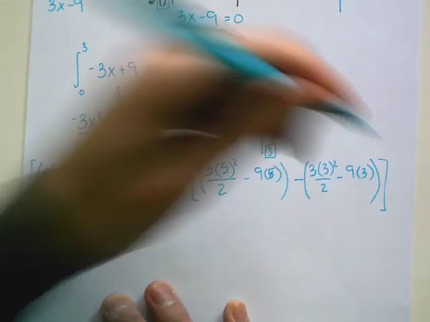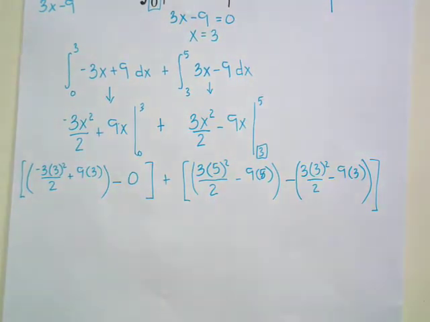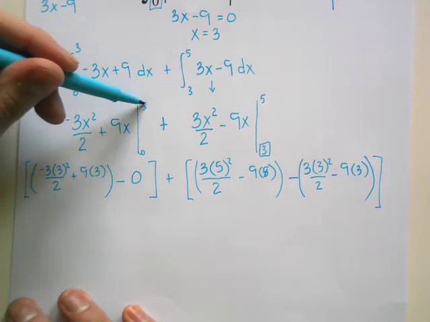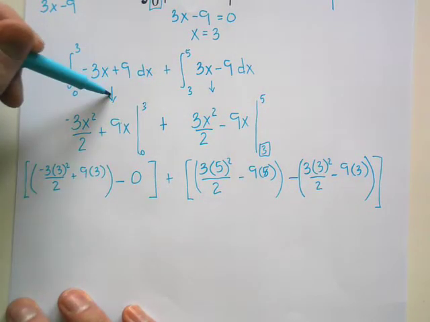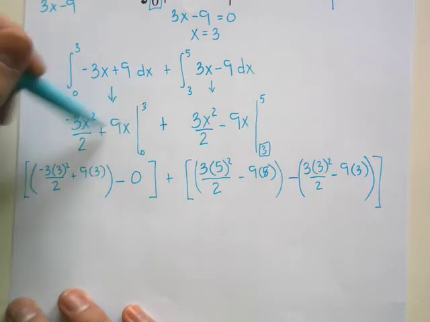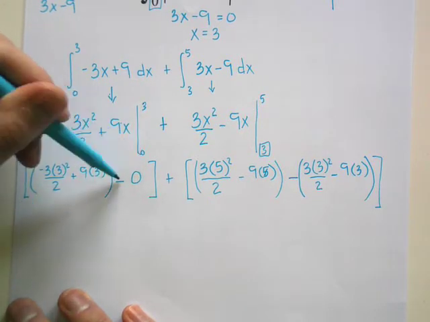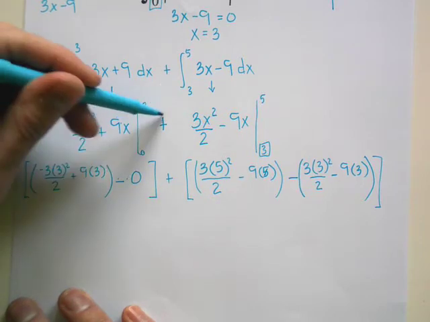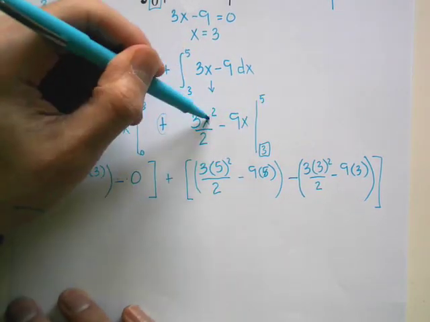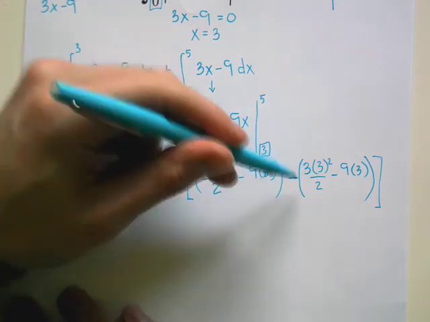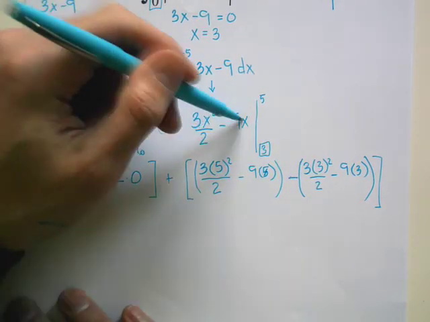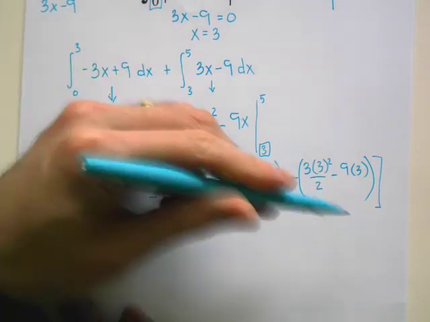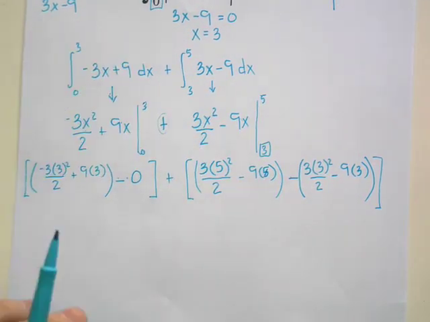Okay, now some of you might be sitting at home thinking, what in the world is he doing? Let me just backtrack. I took my integrals, took 3, plugged it in wherever I see x, minus, take 0, plug it in wherever I see x. And I have my plus sign. Take 5, plug it in wherever I see x, minus, take 3, plug it in wherever I see x. Once I simplify all this and combine everything that I need to, that's going to give me the answer.